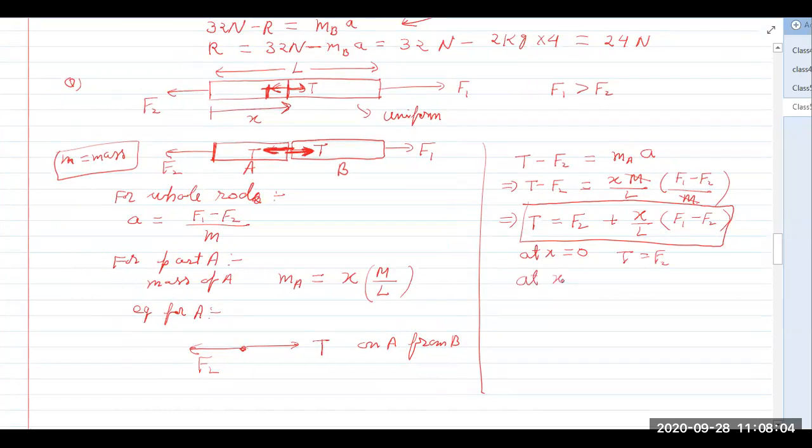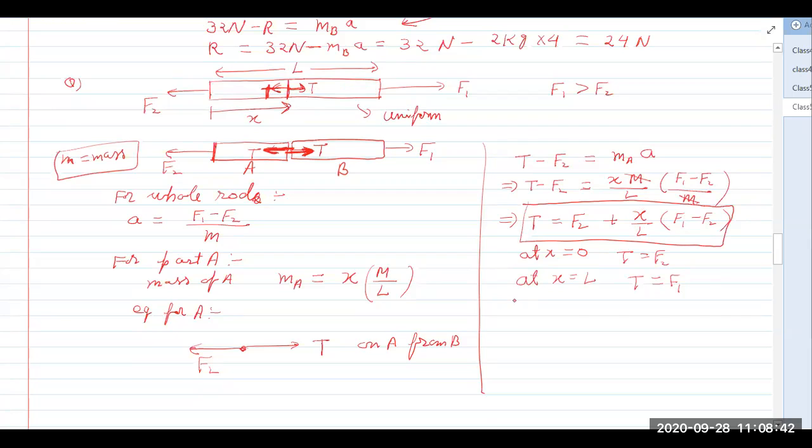And at x equal to L, if you put x equal to L, what will you get? This will get cancelled, and F2 will get cancelled in F1 minus F2, so you will have F1. So T becomes F1. So at the right end, the tension is F1, and at the left end, the tension is F2. And the tension will vary linearly with x. Are you getting? It is going to change linearly. From here it is F2, and as you move rightward, the tension will slowly increase, and finally it will reach the maximum F1. Okay, you can verify this result.